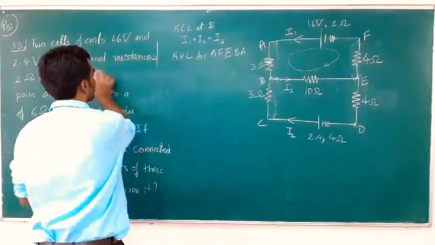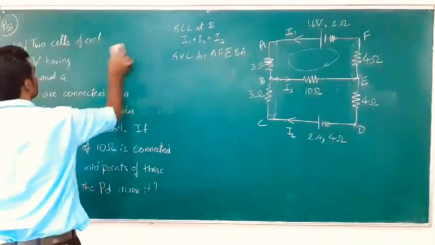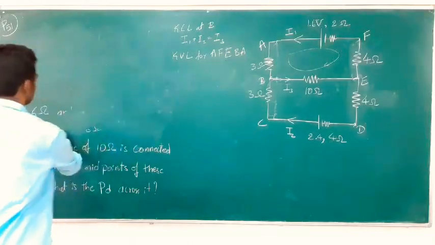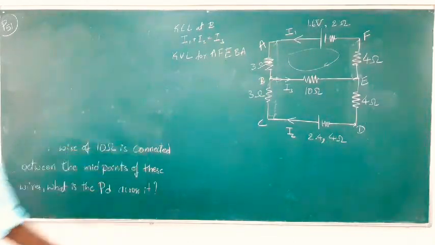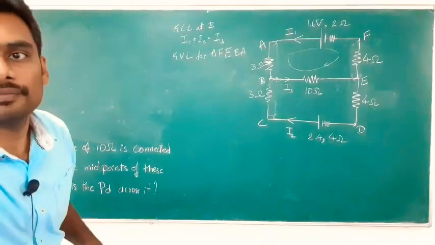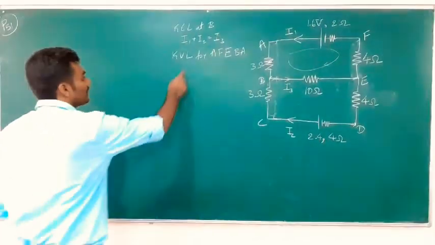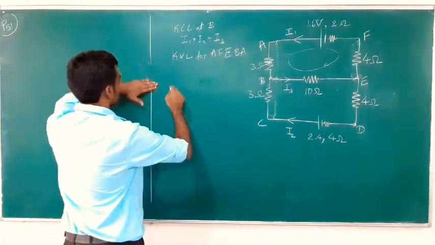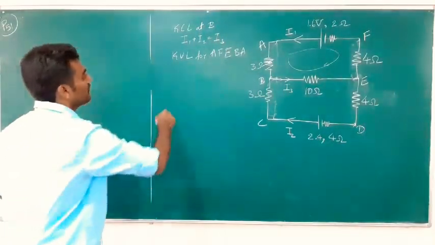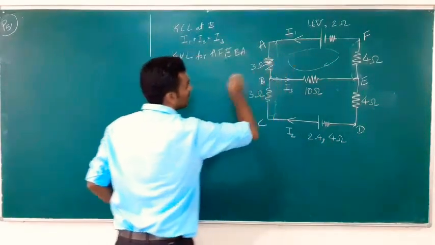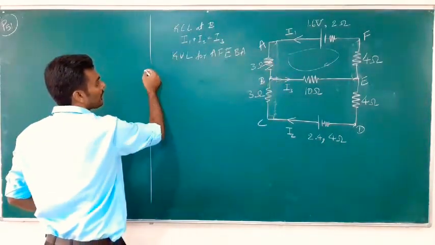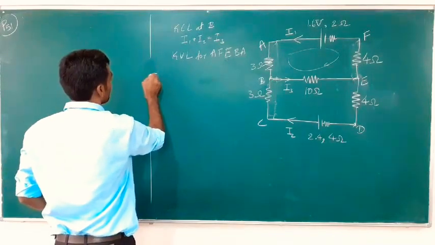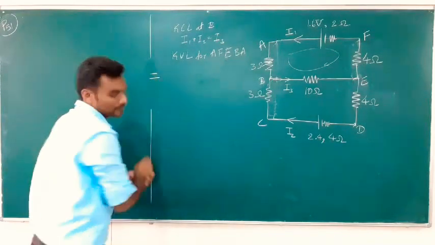Okay, rub the question. Okay, so now applying KVL for A, F, E, B, A. So first what I see is a cell. Okay, let me write it here. Just a minute.